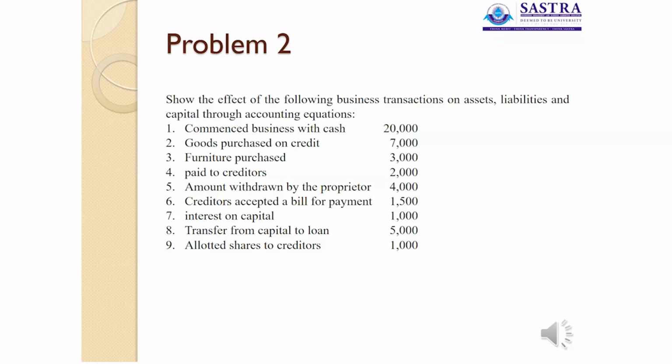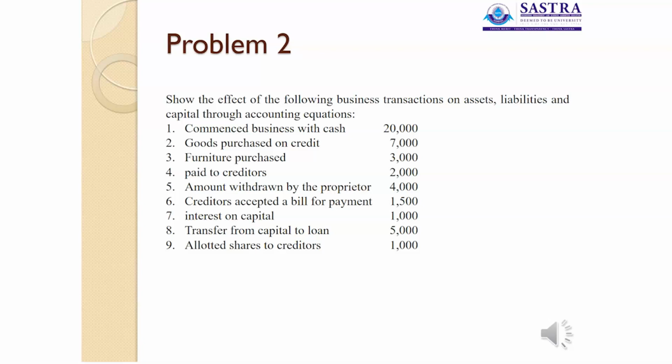Creditors accepted a bill for payment, rupees 1,500. Interest on capital, rupees 1,000. Transfer from capital to loan, rupees 5,000. Allotted shares to creditors, rupees 1,000. Here these are the different transactions given. So the accounting equation is prepared on the basis of assets, liabilities and capital.